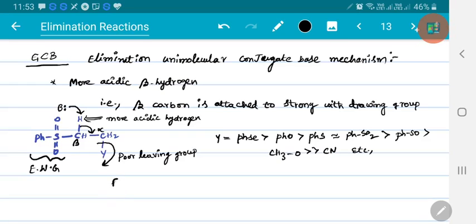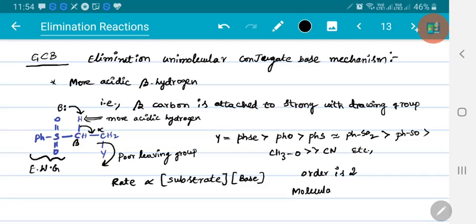Now here the rate of reaction follows second order kinetics, because the rate of reaction depends upon the substrate, because conditions should be followed in such a substrate. There must be a poor leaving group and a good electron withdrawing group on the beta position, right? More acidic hydrogen, and also a good base, right? Here the order of reaction is second order, right? But molecularity is 1. It follows second order kinetics, but the molecularity of the reaction is only 1.